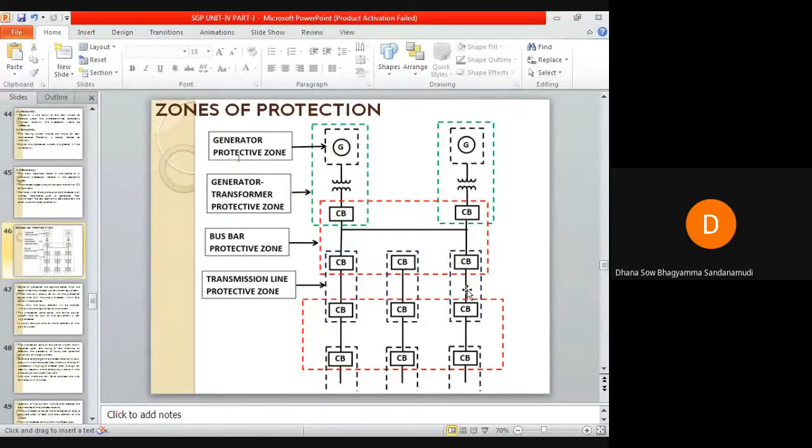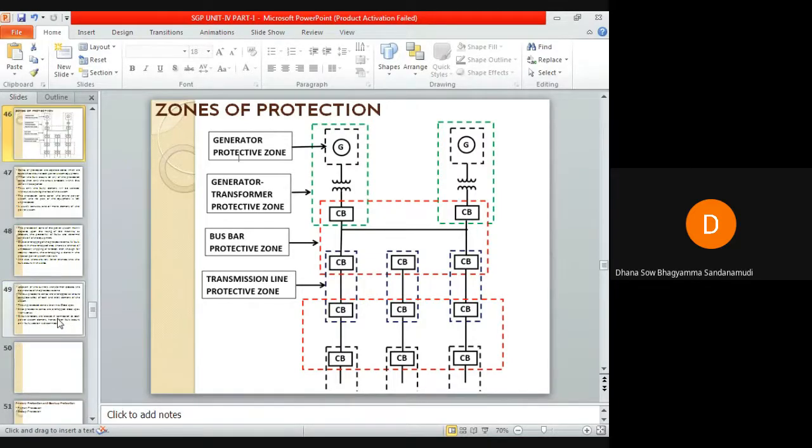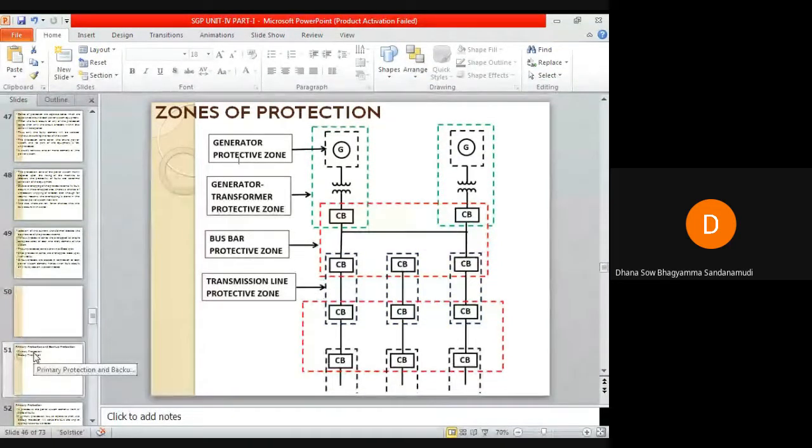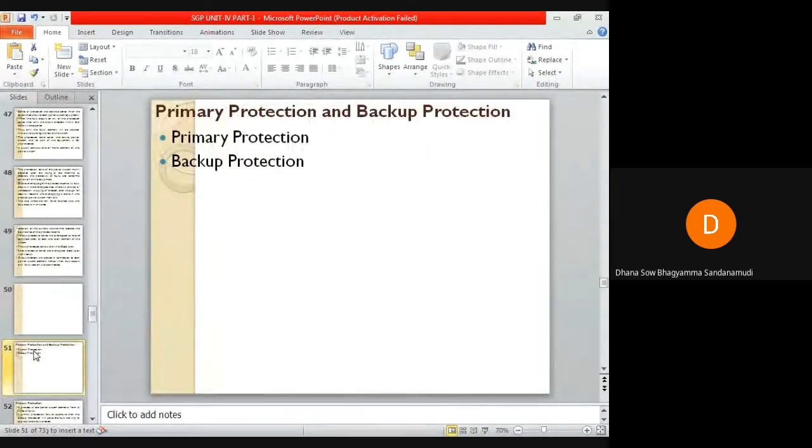So this is about the zones of protection of the power system. Let us discuss the next topic, that is primary protection and backup protection. The protection provided by the protective relaying equipment can be categorized into two types, that is primary protection and backup protection.